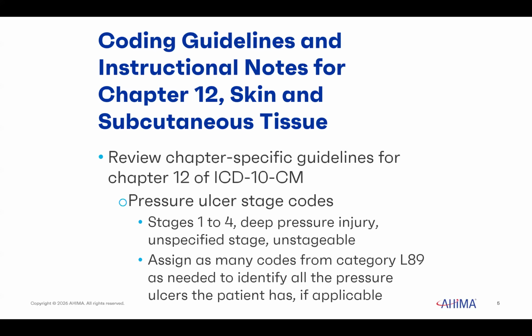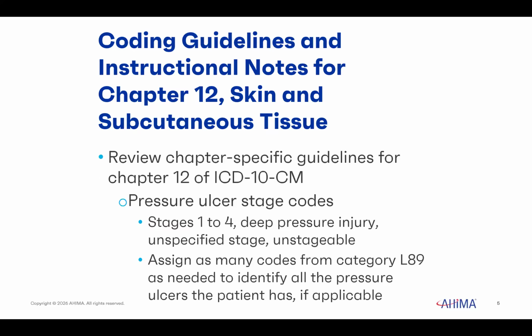And again, we assign as many of these codes as needed to identify all possible pressure ulcers the patient has, if applicable. So bottom line, if a patient has 5 ulcers, you have codes for all 5.